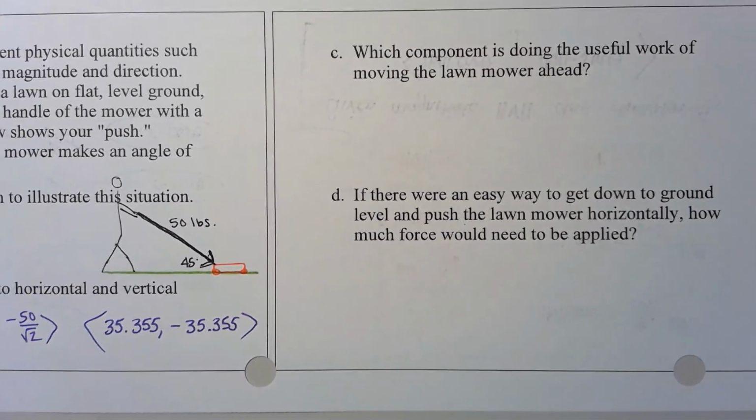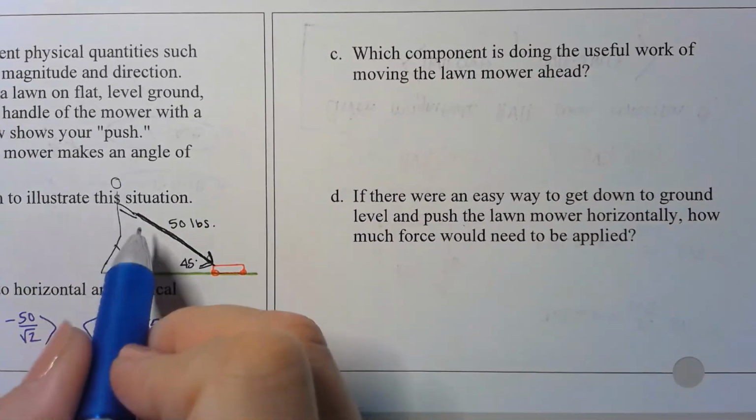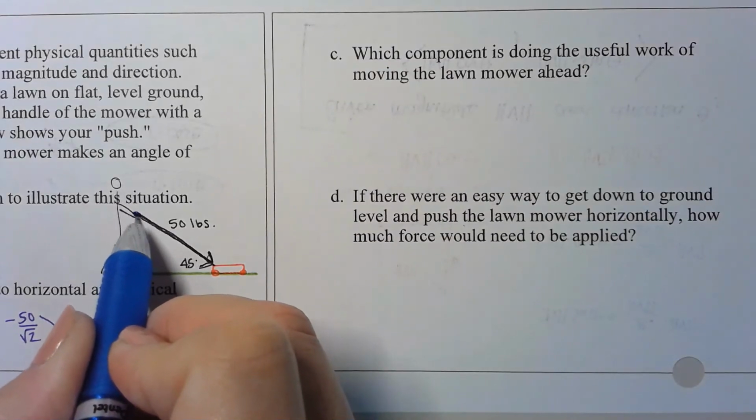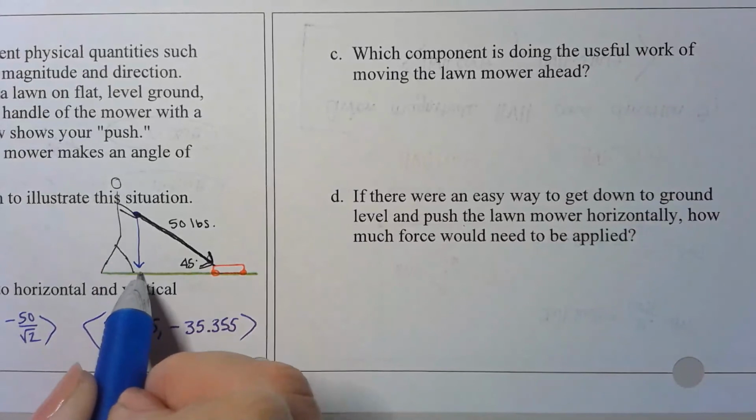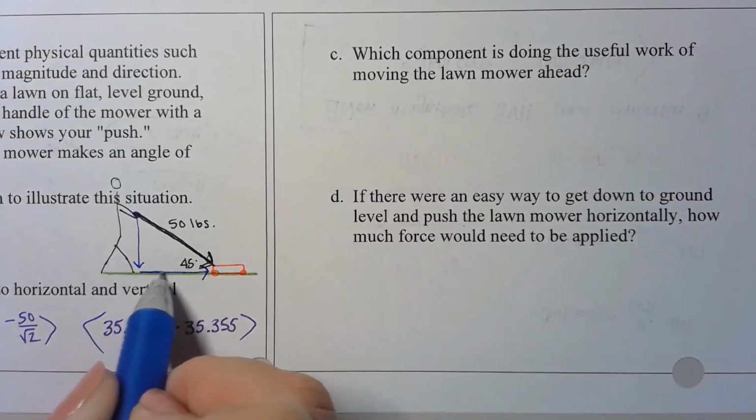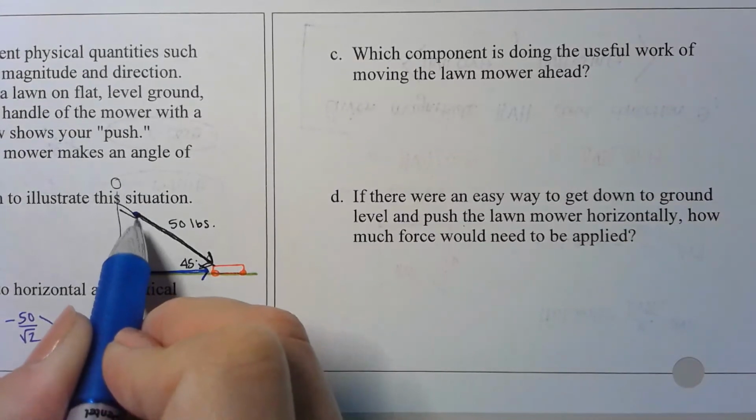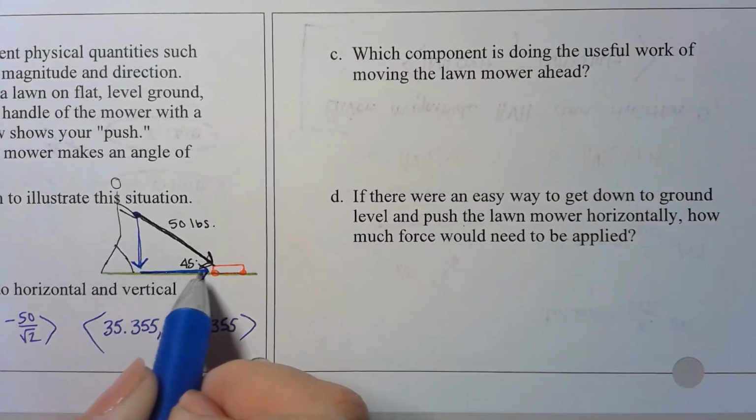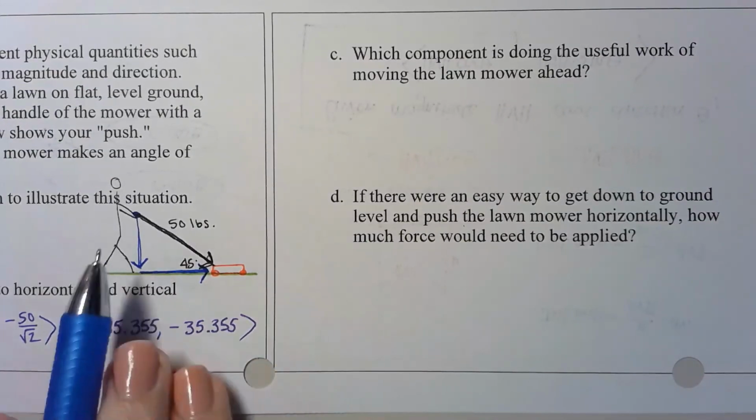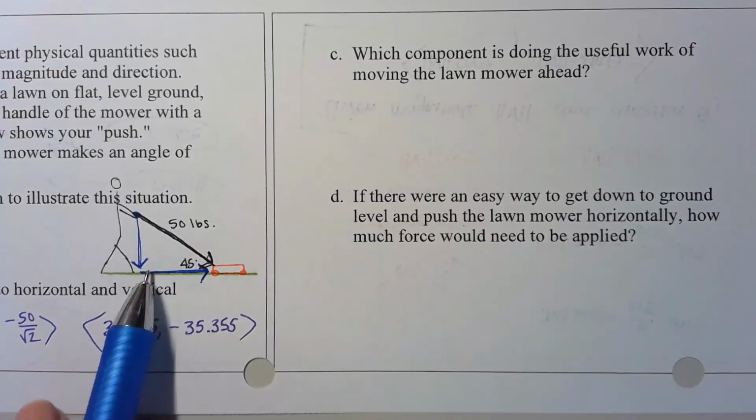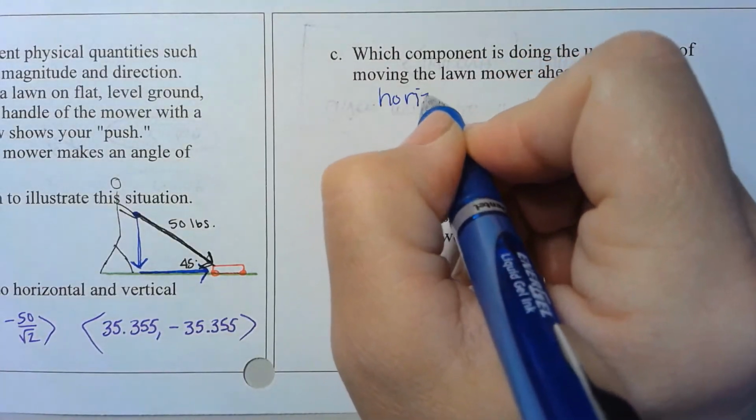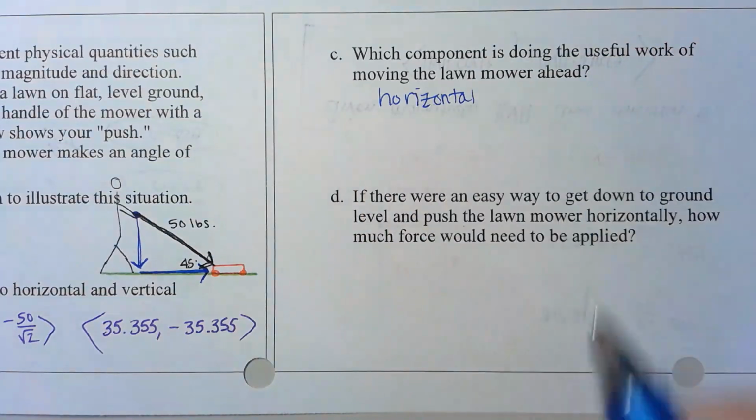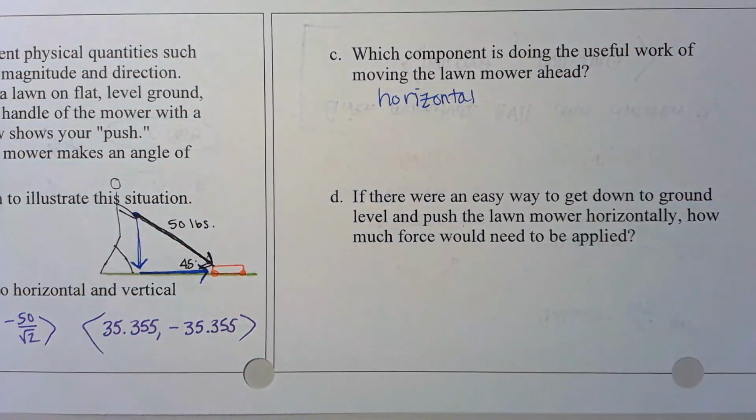Well, let's go back to our picture. Maybe I'll even draw it this way. To go from my hands to the mower, we can go straight there, or we have this vector added to this vector. There's my vertical component, there's my horizontal component. If I'm pushing the mower forward, this is the vector that's going forward. So the horizontal component is what's moving the mower forward.